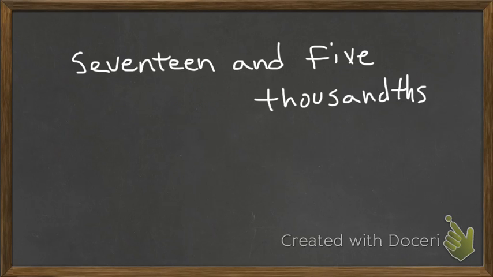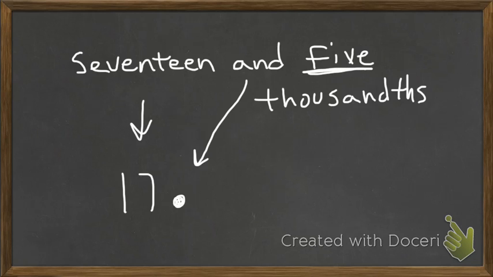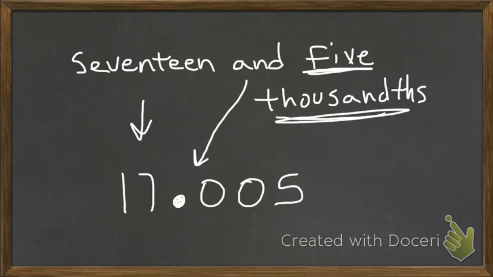This one, 17 and 5 thousandths. We want you to rewrite it in number form. So 17 and, again, is the decimal, 5 thousandths. Remember, we're looking for just one number in the thousandths place. Tenths, hundredths, thousandths. That is how you would write 17 and 5 thousandths.